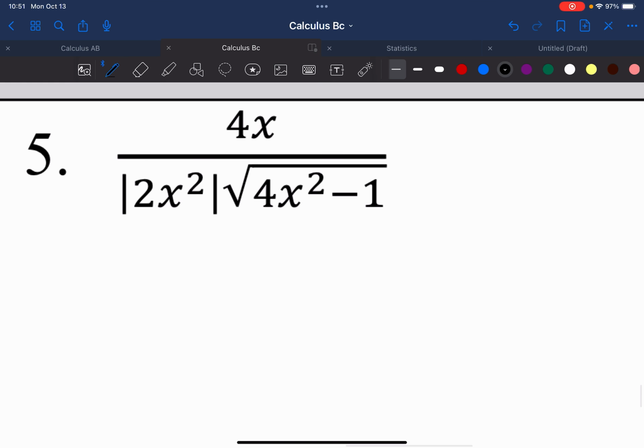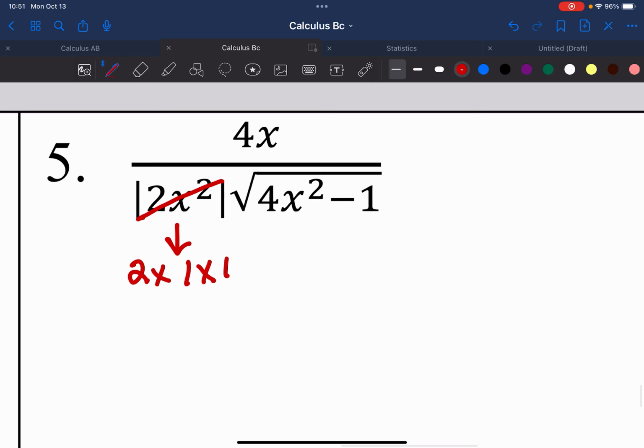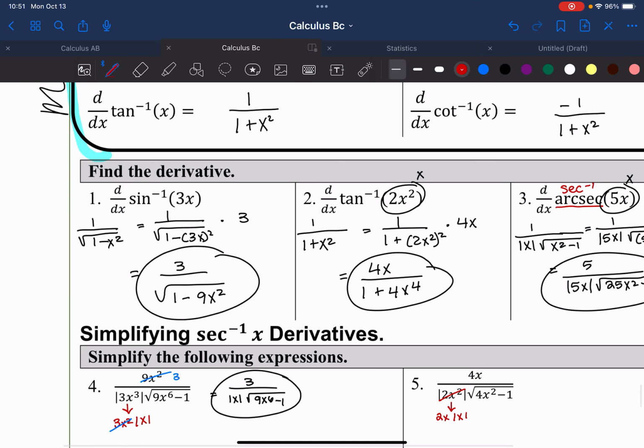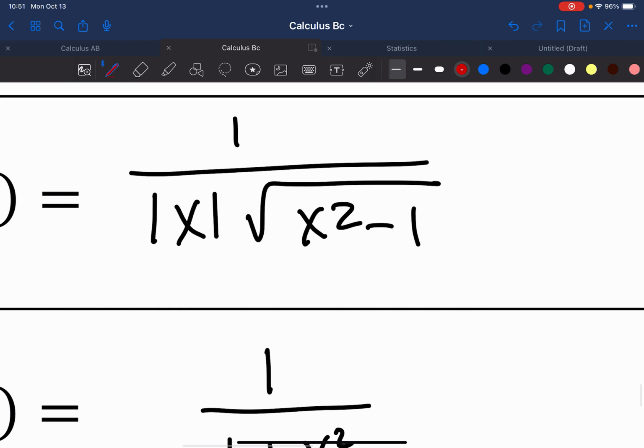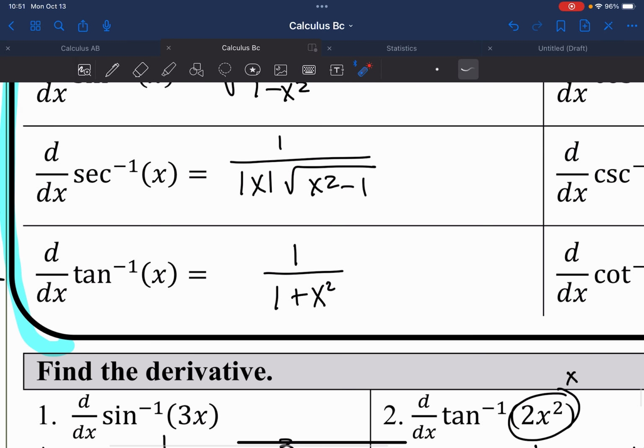Same with number 5. We could get rid of this and translate that to 2x times the absolute value of x. And again, we're trying to get that absolute value of x because if you remember, the derivative of the inverse of secant has that absolute value of x there. So we're just factoring that out so we have that left over.